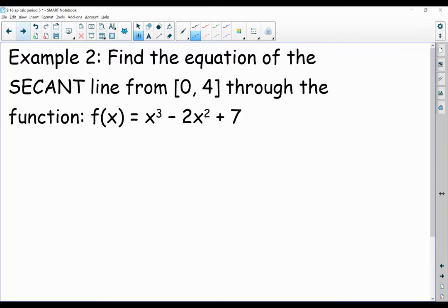Okay. All right, example 2. So now find the equation of the secant line from 0 to 4 through the function f of x equals x cubed minus 2x squared plus 7. So go ahead and pause me, see if you can come up with the equation of the secant line. Unpause me, and I'll go through the answer. I'm going to take a sip while you're pressing pause.